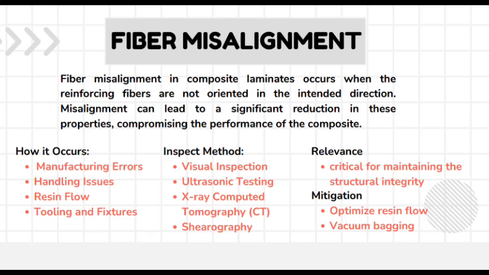What is the relevance and mitigation? The relevance of fiber misalignment is critical for maintaining the structural integrity of the composite laminates. Implementing stringent quality control measures during manufacturing can help detect and correct misalignment early in the process. Design consideration: designing composite structures with consideration for potential fiber misalignment, and using conservative design factors, can help mitigate the impact of any misalignment that occurs. Lastly is the training. Proper training for personnel involved in the manufacturing is essential to minimize errors that can lead to fiber misalignment.